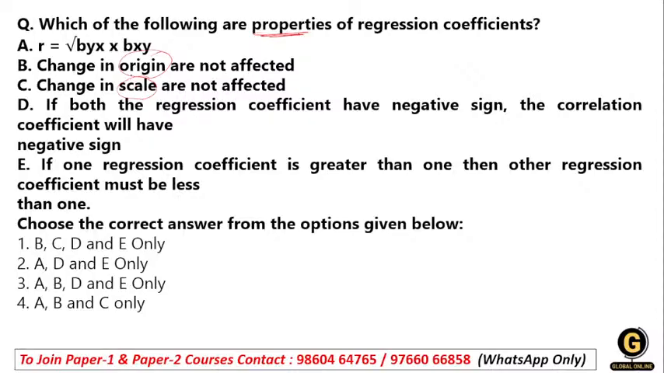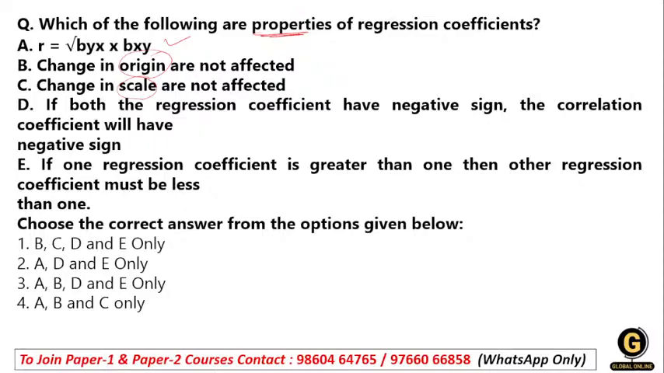Students, understand the first statement which is given, that is r is equal to the square root of byx and bxy. This is the formula of the correlation coefficient, so this is a property of the regression coefficient. Then we have option B and option C: change in origin is not affected and change in scale is not affected.